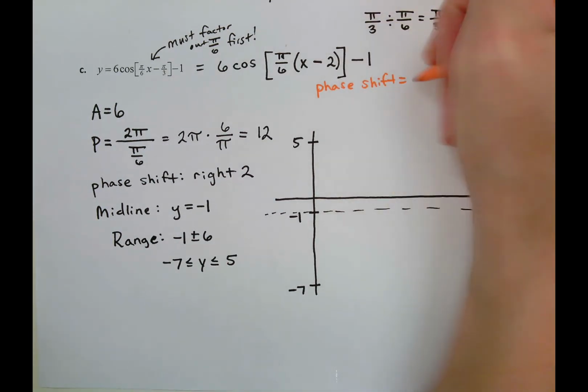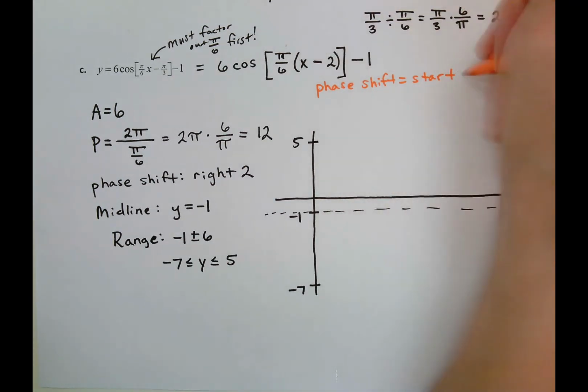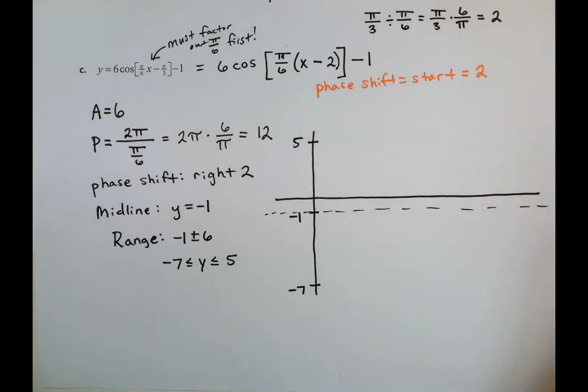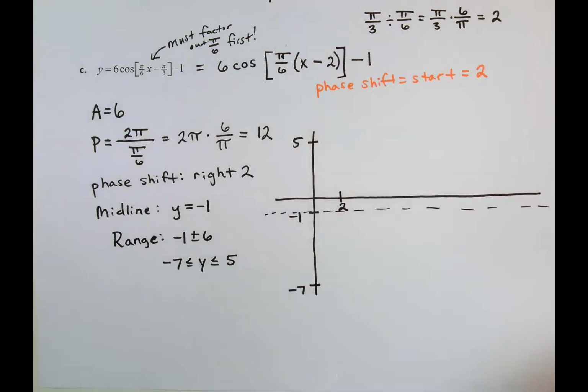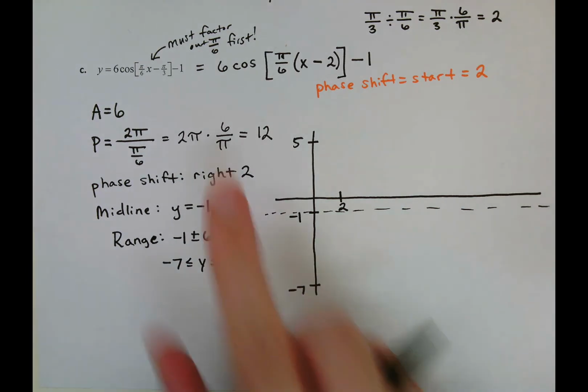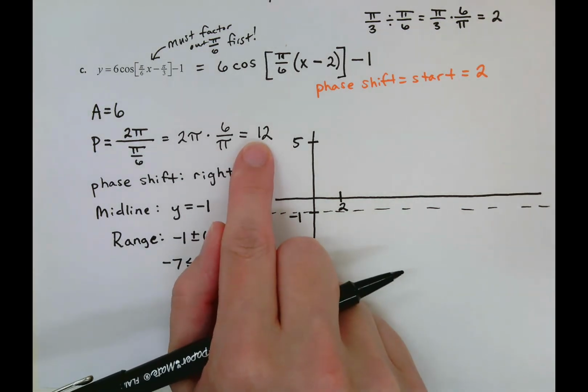Okay, so my phase shift is where I want to start. And in this example, we're starting at 2. So when I graph that, I'm going to put a starting point of 2. And then our ending point is going to be 2 plus my period, which is 12. So I'm going to be ending at 14.